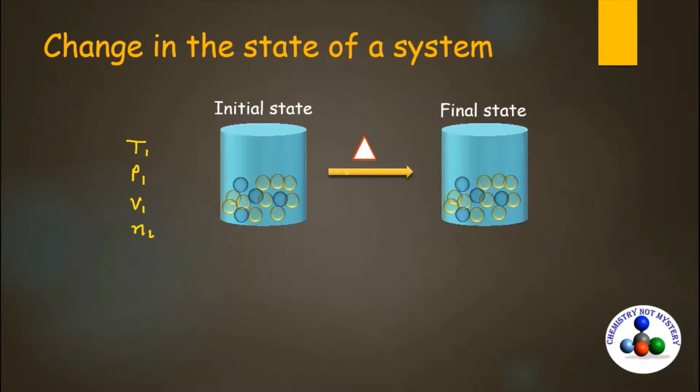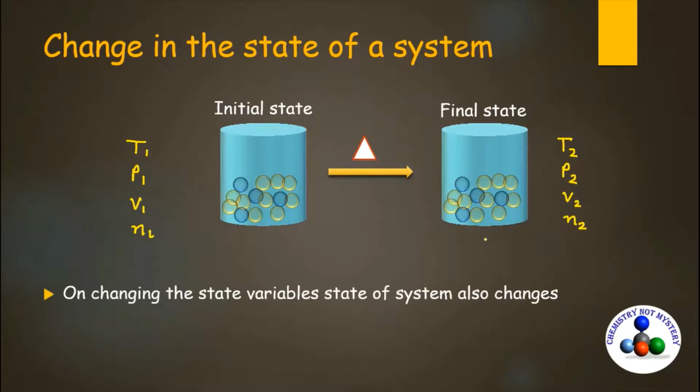And after heating, it reaches the final state, and the state variables for the final state will be temperature T2, pressure P2, volume V2, and number of moles N2. So this set of state variables defines a particular state. When you change any state variable, it also changes the state of the system.